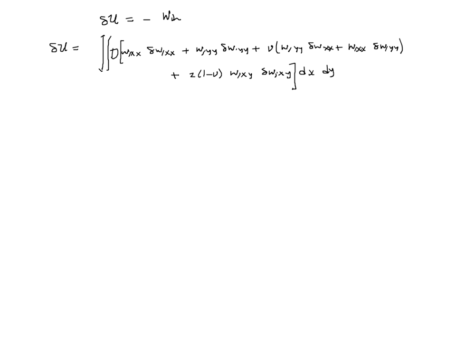In order to do that, it is not difficult to interpret these terms. For example, this term is nothing other than delta of W,XX squared divided by 2. The second term is one half delta W,YY squared. The two terms we have here are nu delta of W,XX W,YY, since they are in multiplication form. And the last term is just 1 minus nu delta W,XY squared.